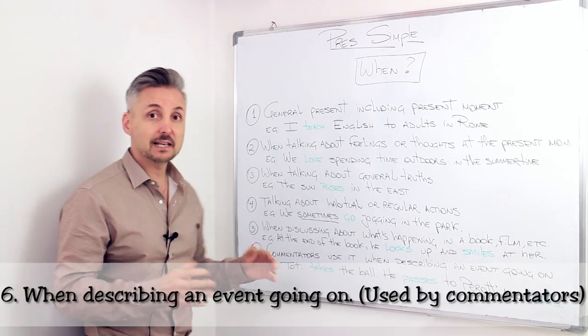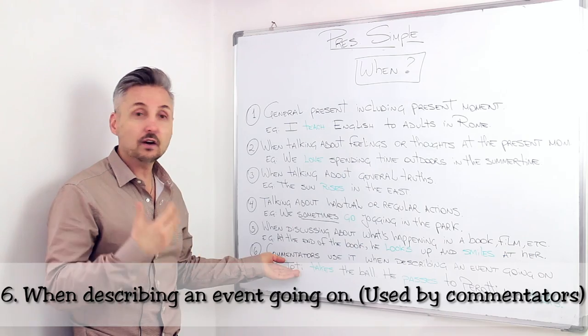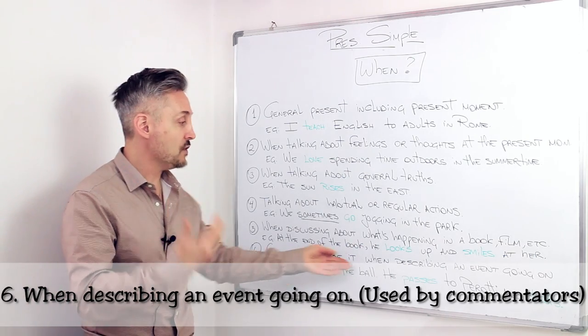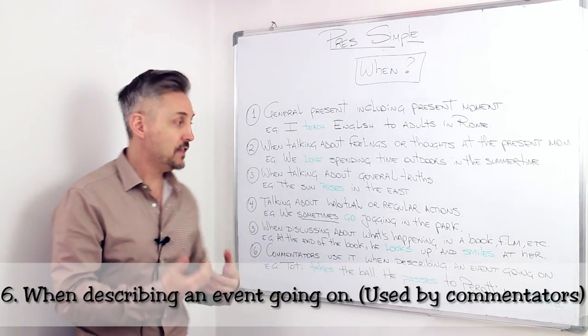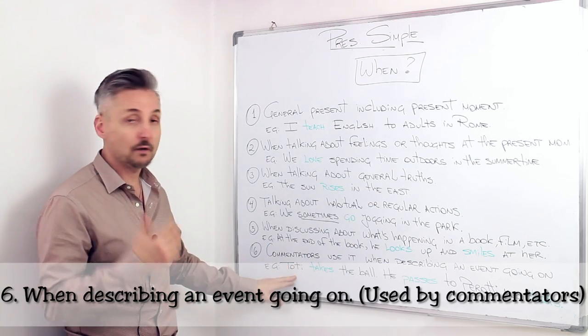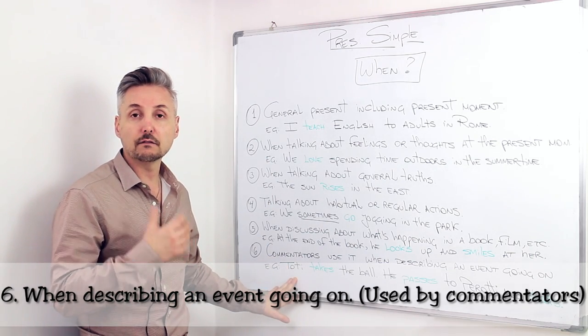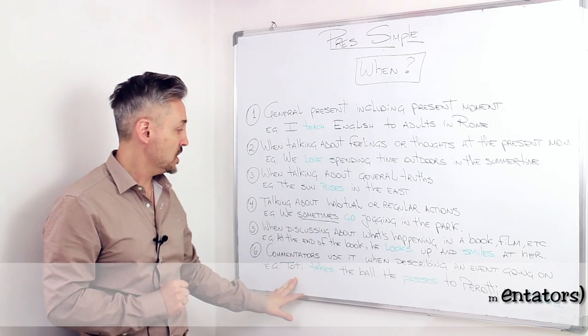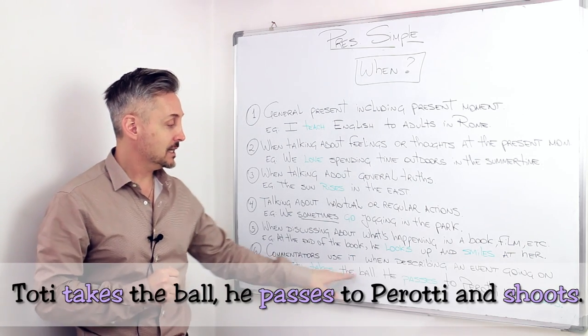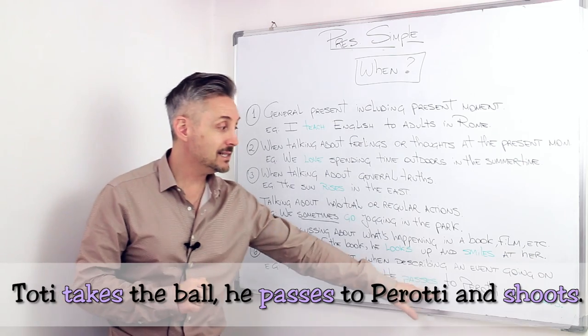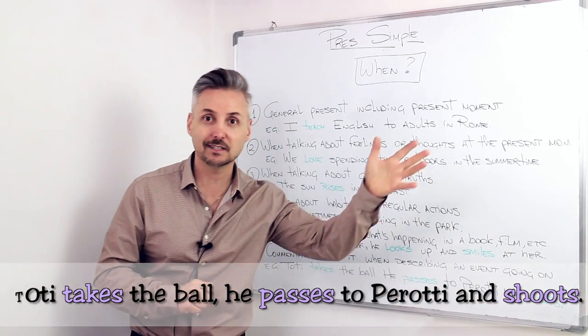Now, the sixth situation is when commentators are describing an event going on, they use the present simple. So, for example, in a football match or a soccer match: Totti takes the ball. He passes to Perotti and shoots.